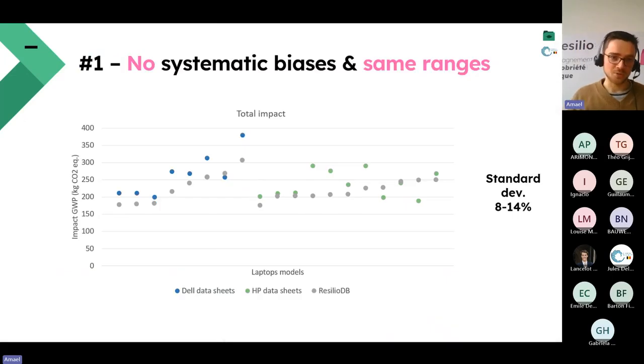I do have data to substantiate my claims. As you can see here, in blue Dell datasheet, in green HP datasheet, and in gray Resilio DB data points. As you can see, there is no rule of over or underestimation. All are in the same range, and the deviation is, at the end of the day, quite low.